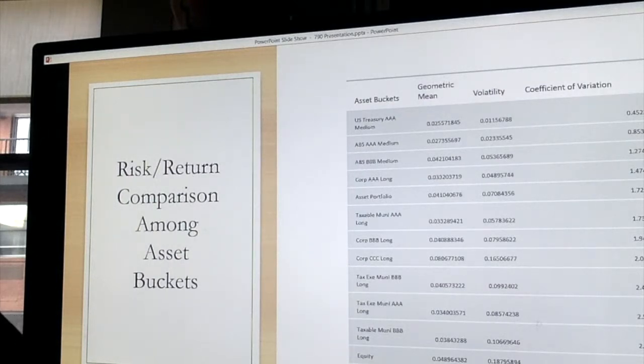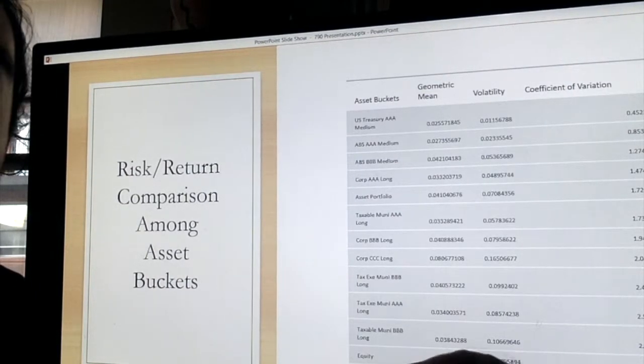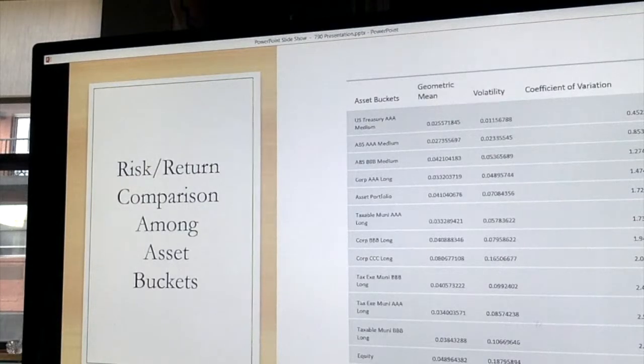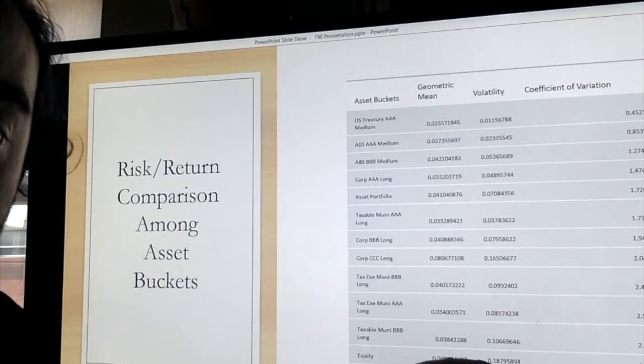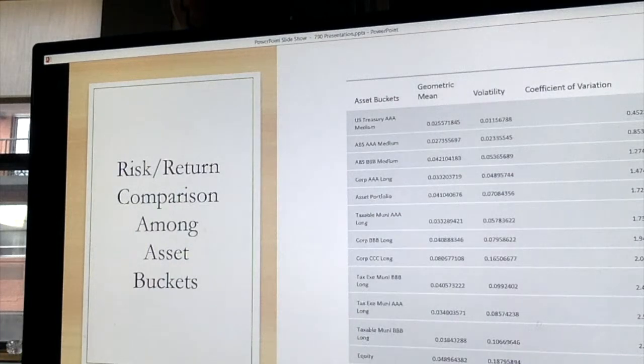Equities are pretty bad. You see the risk is so high, 18.7% annual volatility, but the return is 4.8%. So in my opinion, there is no need to take that huge risk, 18% risk, to have 4.8% return.